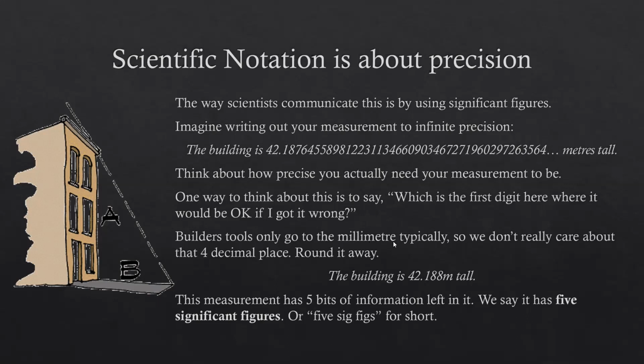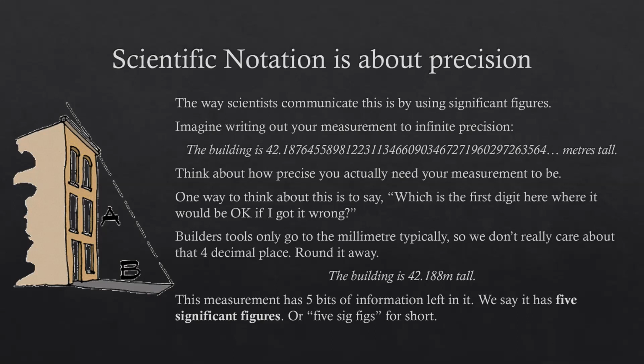They only go down to the millimeter. So this is 18, that's centimeters, 187, that's millimeters, but we're never going to get that 6. We're never going to be able to measure that 6. So what would be the point in keeping it? So let's just round it away, and we'll say the building is going to be 42.188 meters tall. Okay, so that measurement there has 5 bits of information in it. The 4, the 2, the 1, the 8, and the 8. We would say it has 5 significant figures, or 5 sig figs.